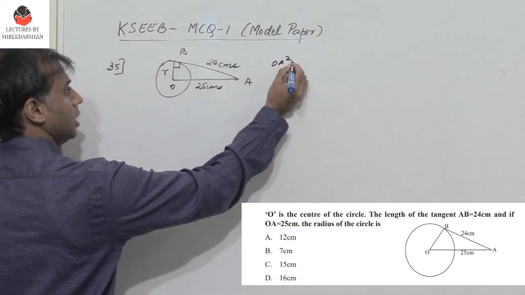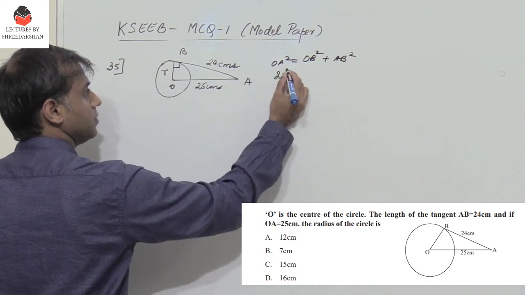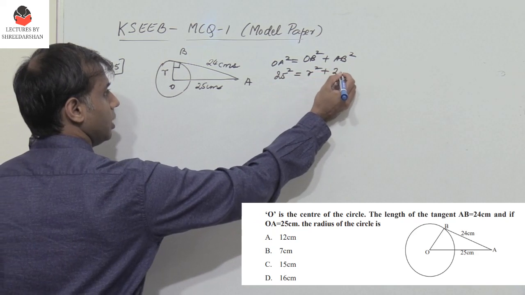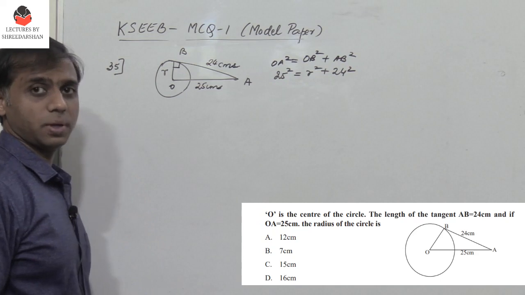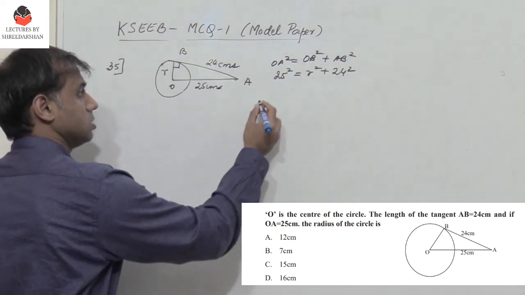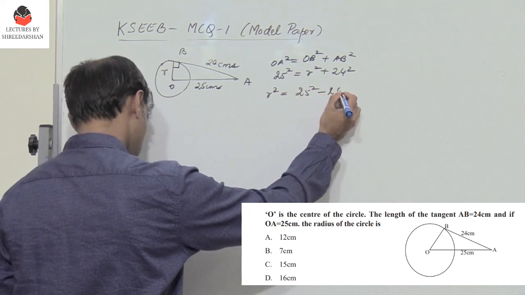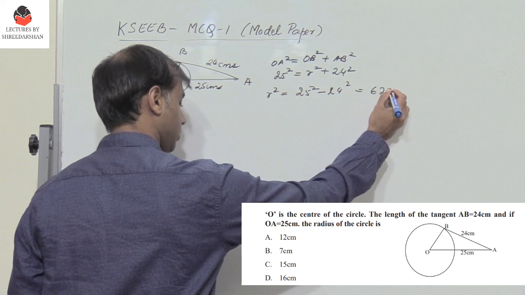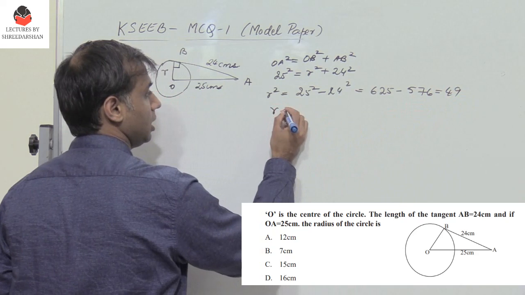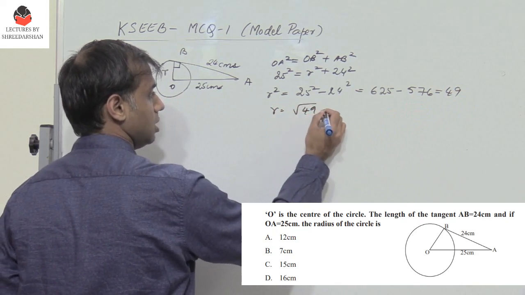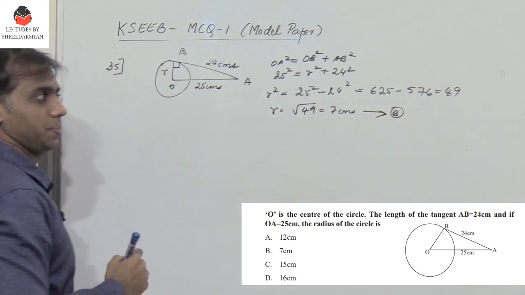So OA square is equal to OB square plus AB square. So 25 square is equal to R square plus 24 square. We have just seen in the previous question, one of them is a Pythagorean triplet. So what is R square? R square is 25 square minus 24 square, which is 625 minus 576, which is 49. So R is root 49, which is 7 centimeters. So the right option is option B.